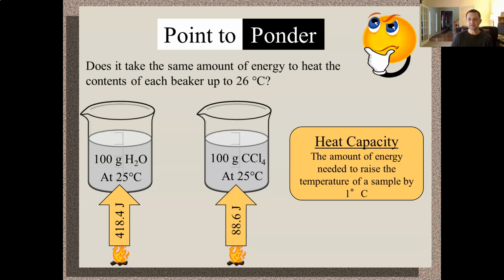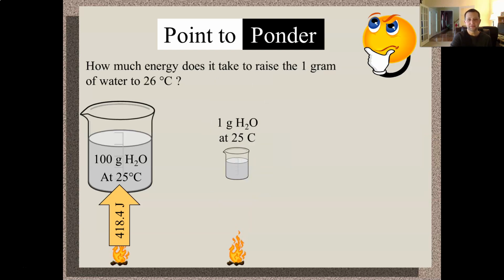So what we call this is the heat capacity. Heat capacity is the amount of energy needed to raise the temperature of a sample by 1 degree Celsius. So this is just, in general, a sample, right? The sample could be 100 grams, it could be 200 grams, whatever. But you want to raise the temperature of that sample you have by 1 degree Celsius. This is related to the next slide, where we're going to focus on a smaller sample size, and we're going to be more consistent with our sample size as well.